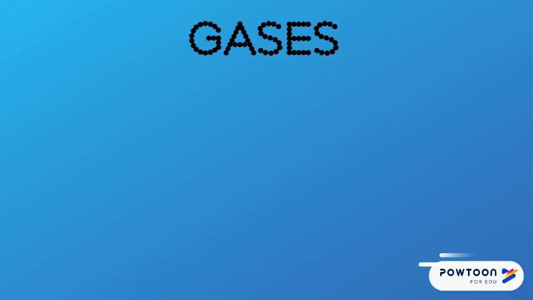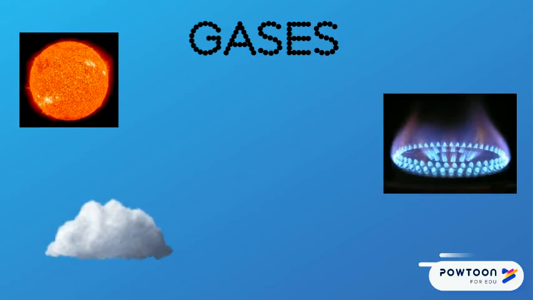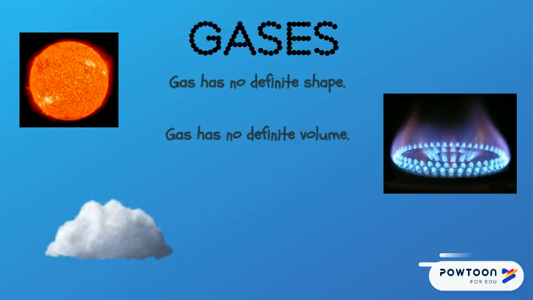Gases. There are many different types of gases all around us every day. The sun is a gas, clouds are gases, even the flame on your oven is a gas. Gas has no definite shape and no definite volume.